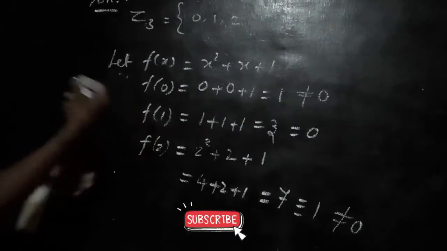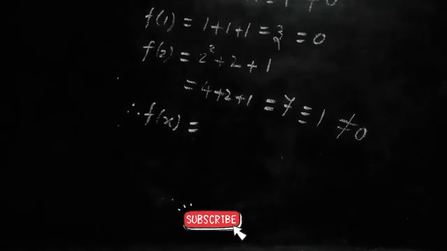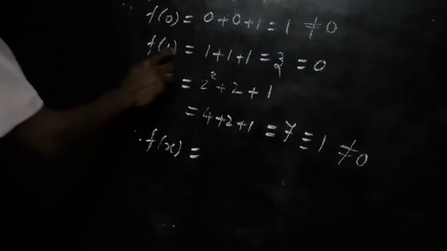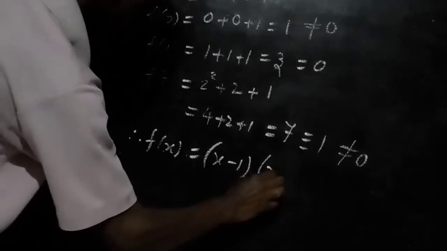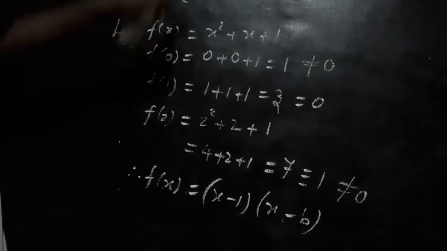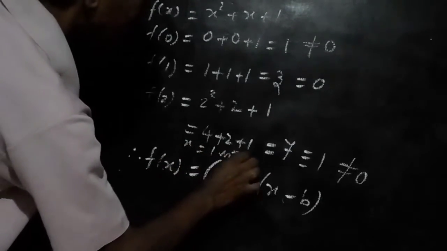So therefore f of x, the degree 2 is reduced to 1. Okay, so how many factors are there? There are 2 factors. So one is x minus 1, that is x is equal to 1 is the root. The next root is unknown, so we take x minus b. Okay, x is equal to 1 is the root. By factor theorem, x minus a is the factor. So x minus 1 is the factor.